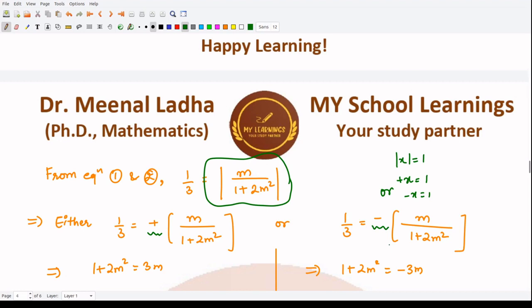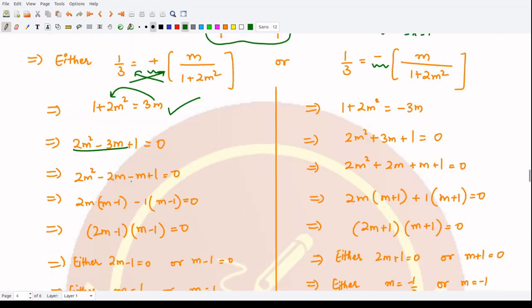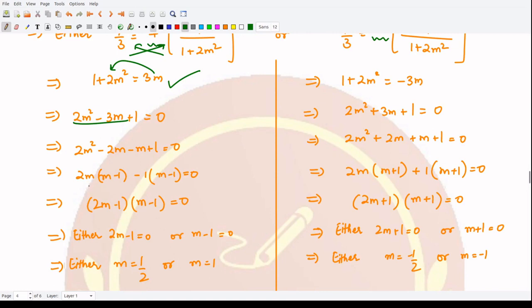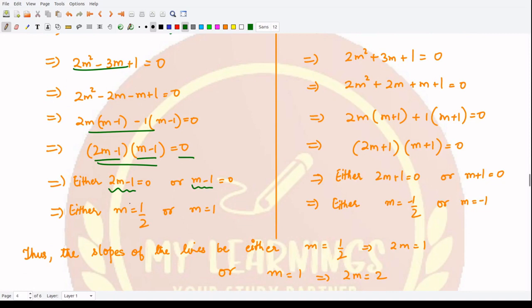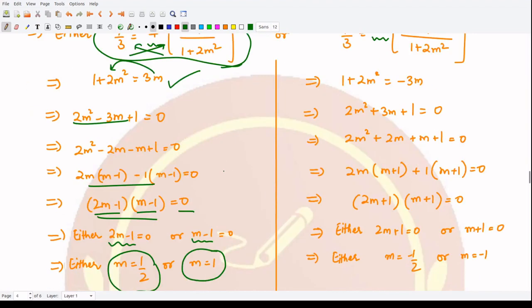Now we can solve these equations in order to get the values of m. Solving the first equation first, after cross multiplication, you have this equation. Then you can shift all the terms to one side, factorize this quadratic equation and calculate the factors. You see, the multiplication of two terms is 0. That means either the first term is 0 or the second term is 0. If the first term is 0, then you get m is equal to 1/2. And if the second term is 0, you get m is equal to 1. So this is when we have the positive value of this modulus, correct?